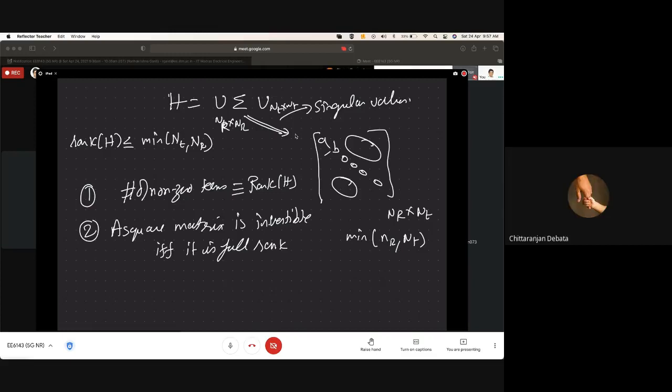Sir, if the matrix is not square, then will the diagonal be upper diagonal or lower diagonal? Yeah, that's right. Only the minimum. The maximum number of non-zeros, the rank, is anyway bounded by minimum of NR comma NT. For example, if you have a 2 cross 4 matrix, it will be like this. Only a maximum of 2 non-zero elements will be there.